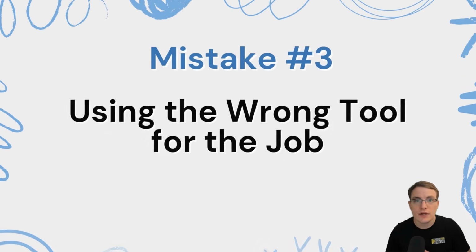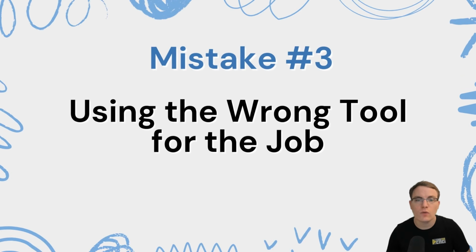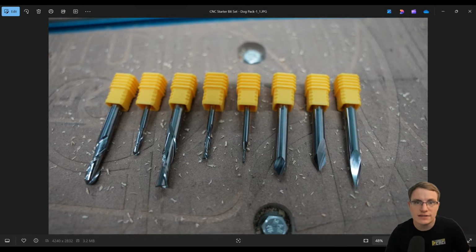Now, mistake number 3 that I see a lot of people make is using the wrong tool for the job. Now, as you may know, there's many different CNC bits that you can choose from. There's end mills, there's ball nose bits, there's compression bits, V bits, tapered ball nose, there's surfacing bits, there's all types of bits and many different ones to choose from.